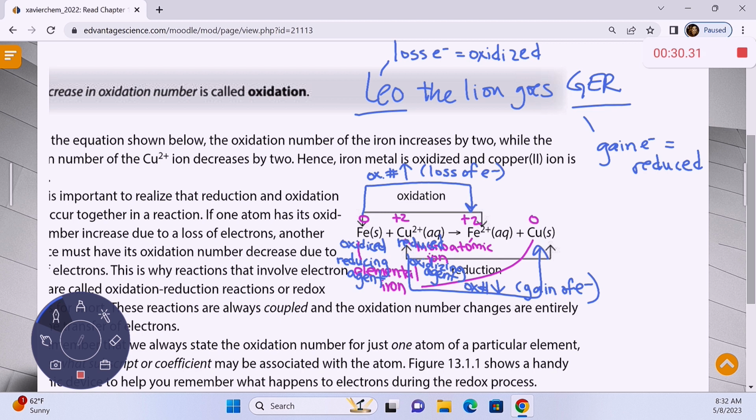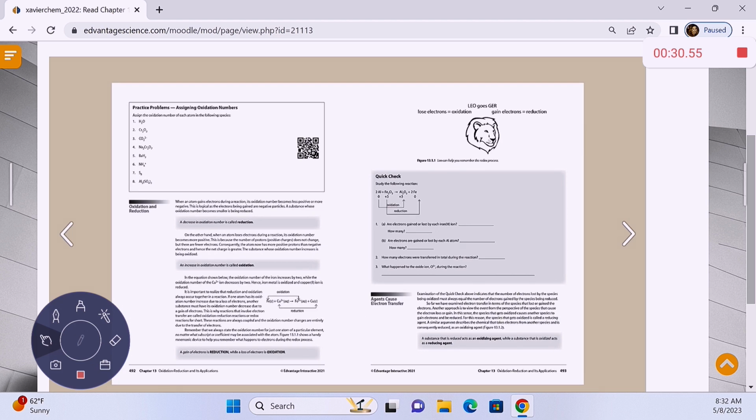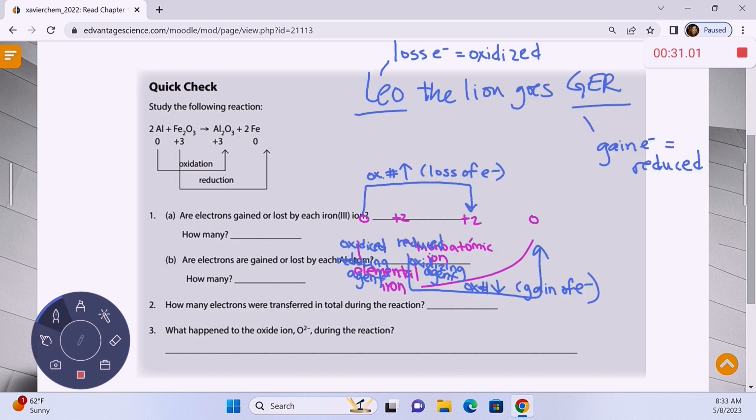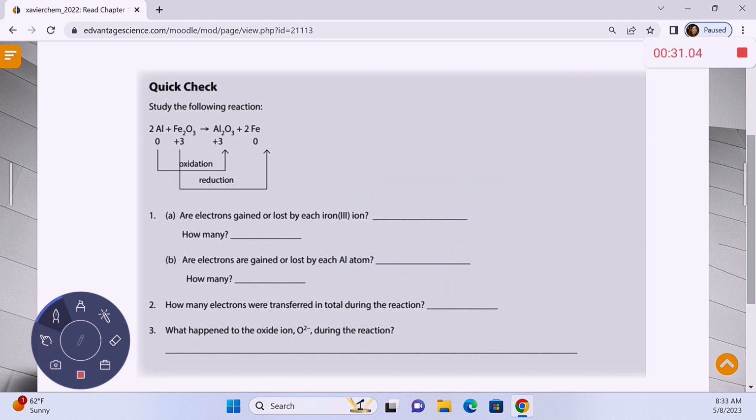Okay, let's take a look at the quick check on the next page when you're ready. Okay, with the person sitting next to you, take a look at the questions and let's see what you come up with.